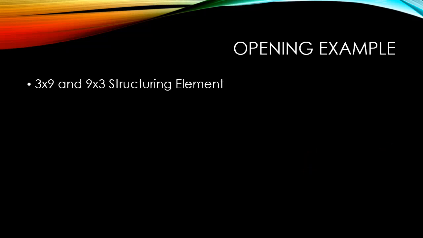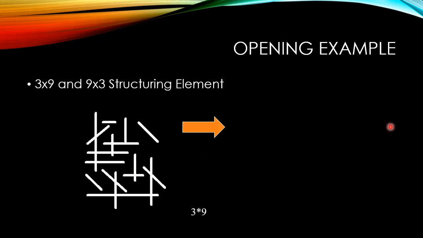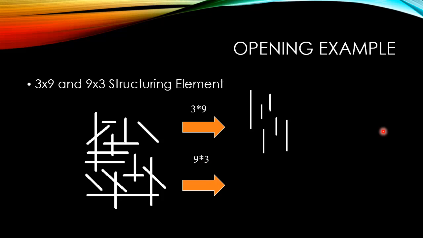One more example for opening. In this case, we will be using 3x9 and 9x3 structuring elements. One is vertical and one is horizontal structuring element. Let's see what happens. This is the test image, and if you use 3 cross 9 structuring element, it will eliminate the horizontal lines. And if you use the 9 cross 3 structuring element, it will eliminate the vertical lines. So this is how the structure or the nature of the structuring element affects the outcome.